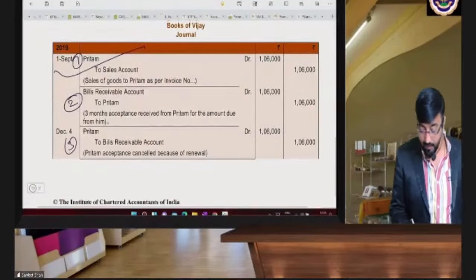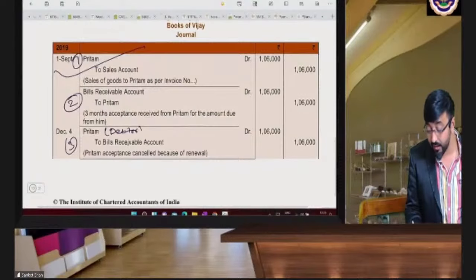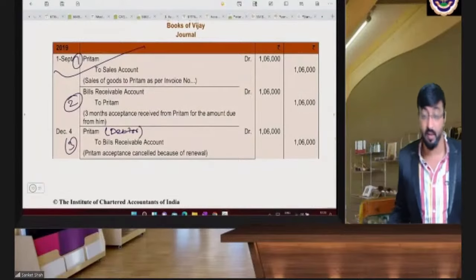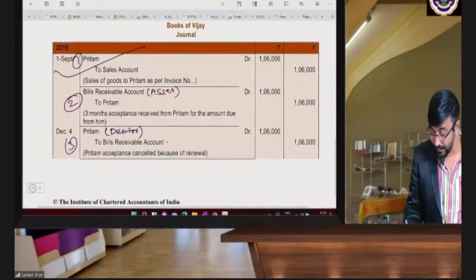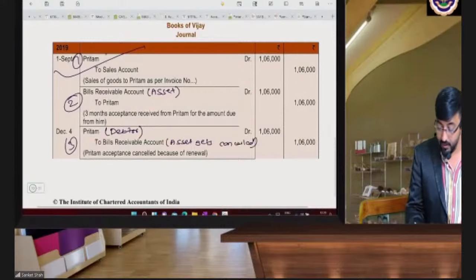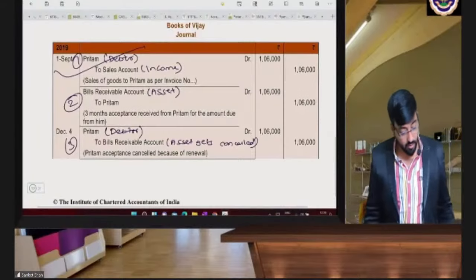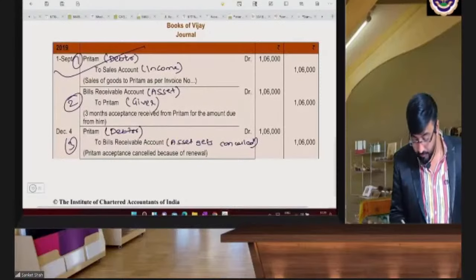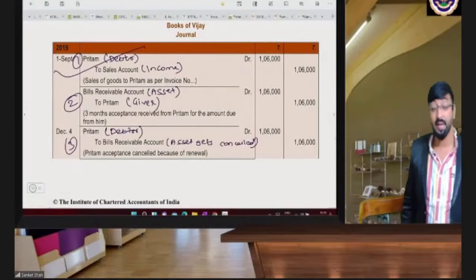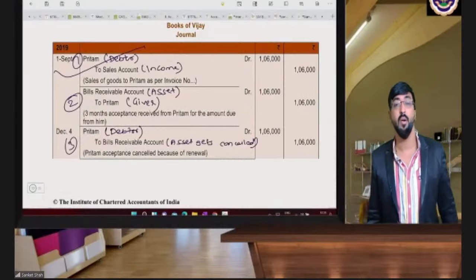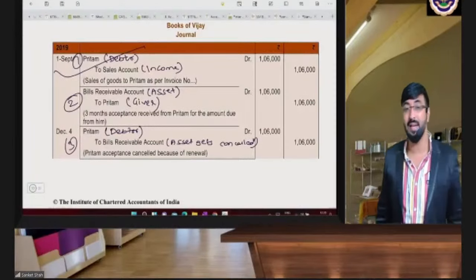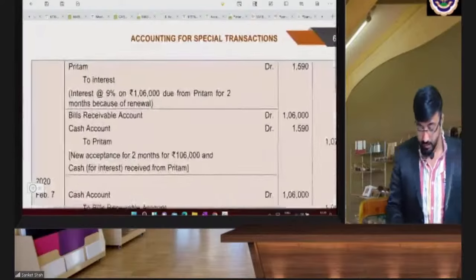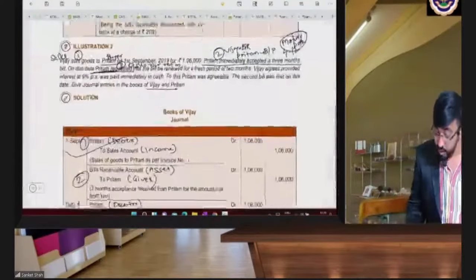But on the due date, what happens? Pritam again becomes a debtor, and the asset gets cancelled. So you can write the logic over here. First entry, beta, Pritam is a debtor, sales is my income, so Pritam account debit to sales. Bills receivable: the debtor becomes the giver. On the due date, once again he becomes a debtor to bills receivable, so the bills asset is cancelled. It's very simple, sir. Now it is called dishonor.